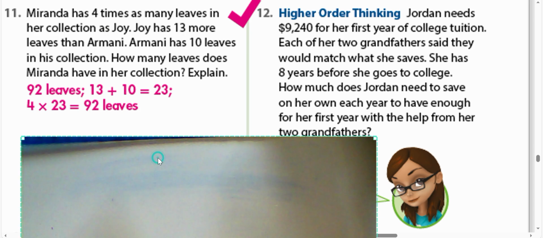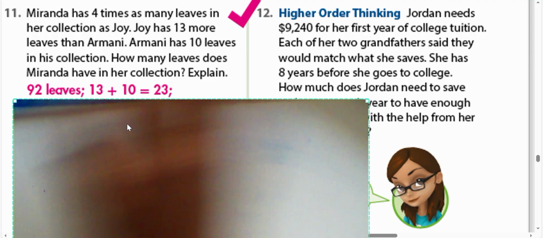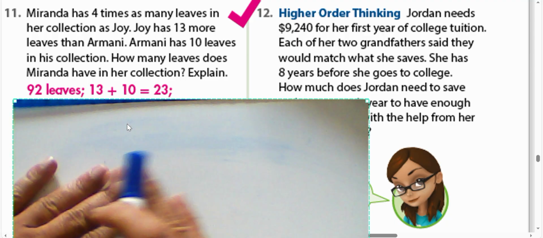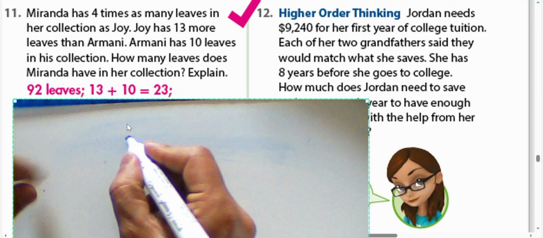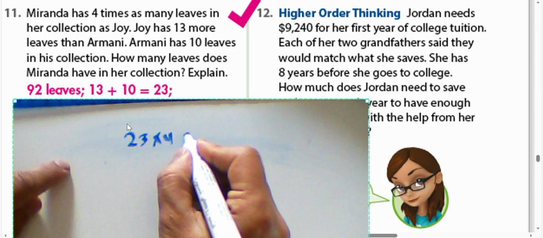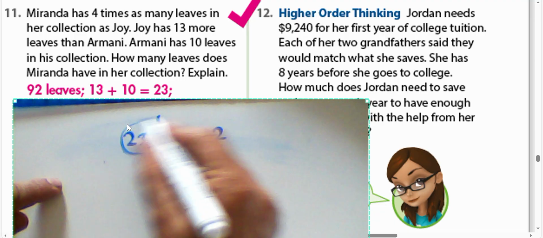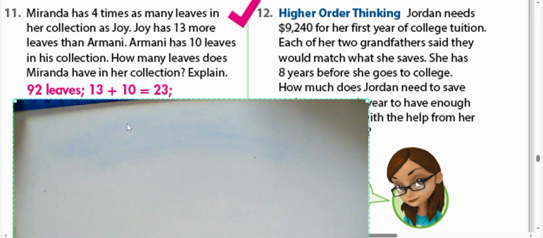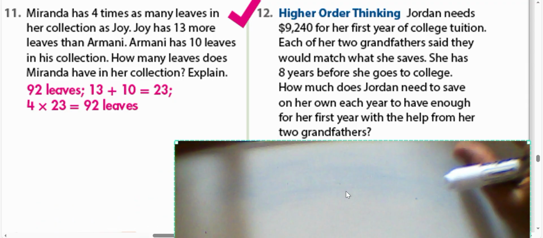We can think about this. First, we can do 13 plus 10 equals 23. Then 23 times 4. Okay? Understood? Then we have 10 and 13. Joy has 13 more leaves than 10. 13 plus 10 is 23. Then 23 multiplied by 4. 3 times 4 is 12. Write 2 and carry 1. 2 times 4 is 8, plus 1 equals 9. Then the number will be 92. Okay? 92 leaves.